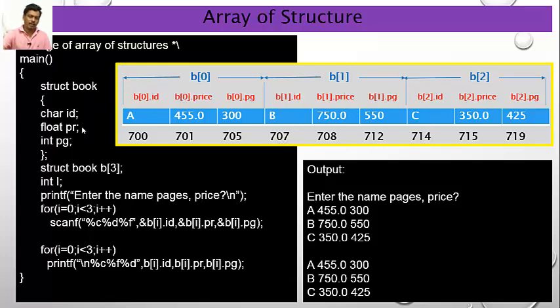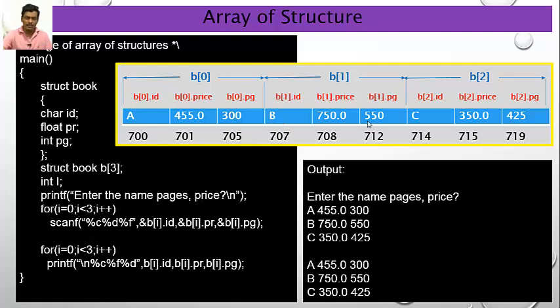But B of 0 consists of 3 members, one for character, next for float, and third one for integer. So how many bytes are required? Character 1 byte, float 4 bytes, integer 2 bytes. Totally 1 plus 4 plus 2, totally 7 bytes are required. So the size of B of 0 is 7 bytes. The address starts with 700, so 7 bytes are required: 700, 701, 702, 703, 704, 705, 706. 700 to 706 is 7 bytes. It is the B of 0 location.